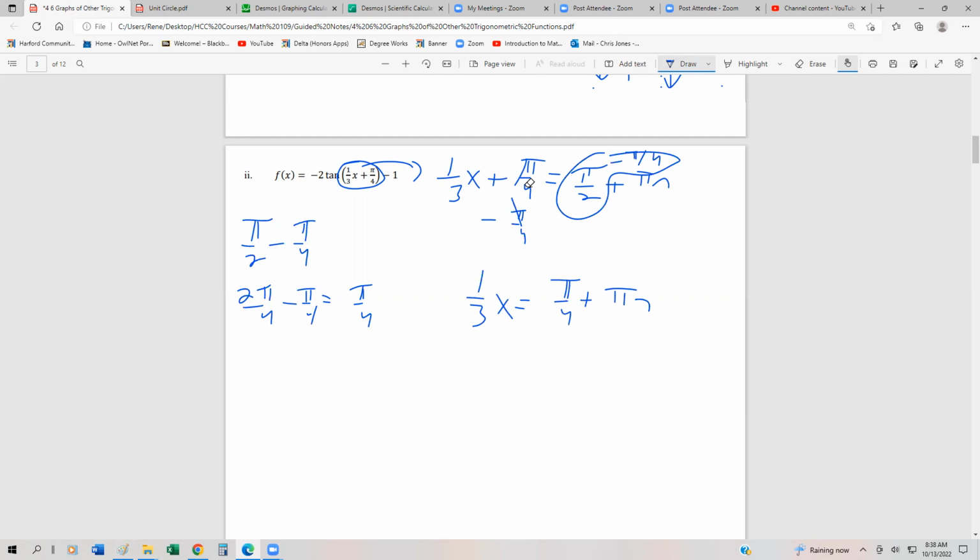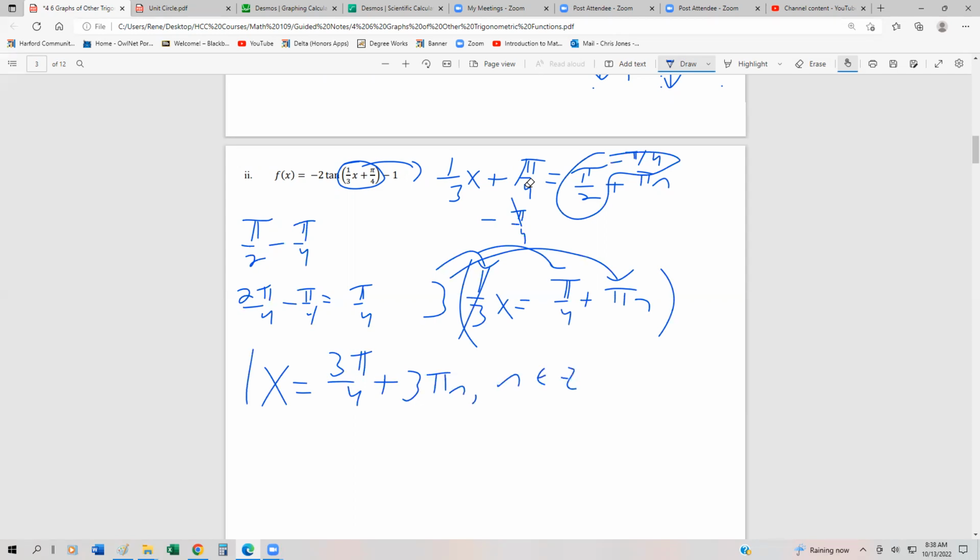And the last thing I'm going to do to find the equation of all asymptotes is I'm going to multiply both sides by 3. Okay, so 3 times a third cancels this out. So we would get x equals 3 pi over 4. And then we would also make sure to multiply the pi n by 3. So that would be 3 pi n, okay, where n is an integer. So this would be the equation of all asymptotes of this function.